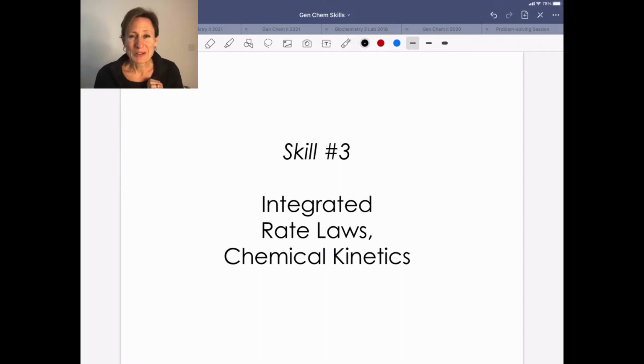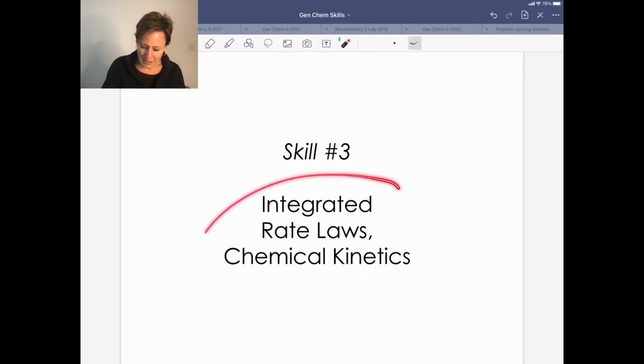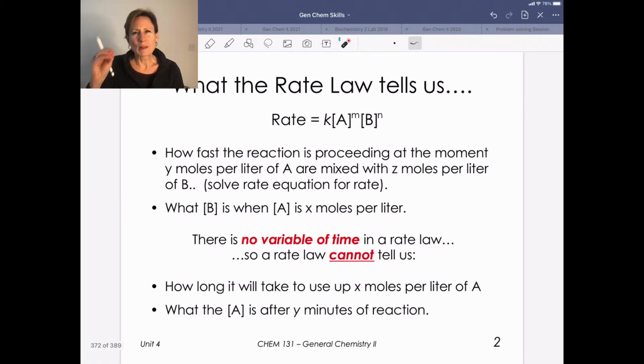All right, so our third skill in this learning unit on kinetics should be a little bit more straightforward because hopefully what you're going to see is it's a little bit of a review and a variation on the theme, because we're going to be talking about integrated rate laws and chemical kinetics. Okay, so let's remember what a rate law tells us, right?